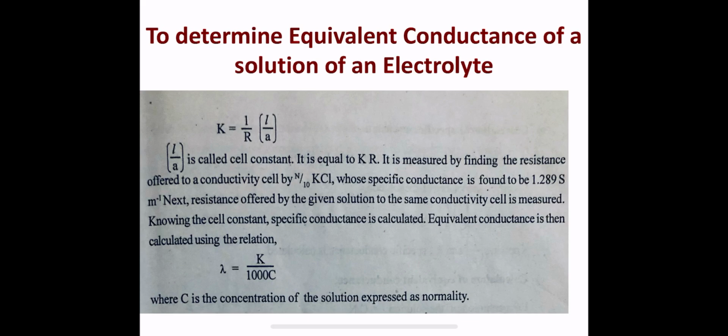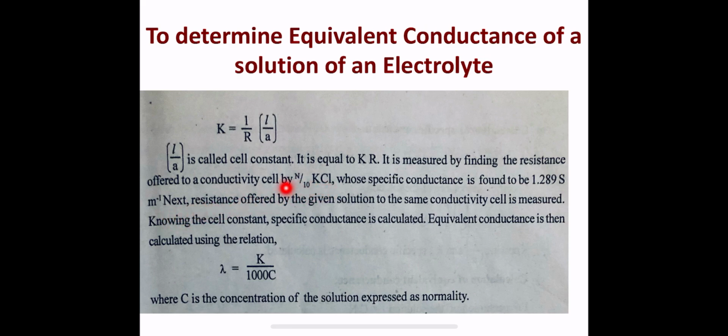The specific conductance K is given by the relation K = (1/R) × (L/A). Here R is the resistance, L is the distance between the two electrodes, and A is the area. L divided by A is called the cell constant, and it is equal to K into R. It is measured by finding the resistance offered to our conductivity cell by N/10 KCl, whose specific conductance is found to be 1.289 Siemens per meter.